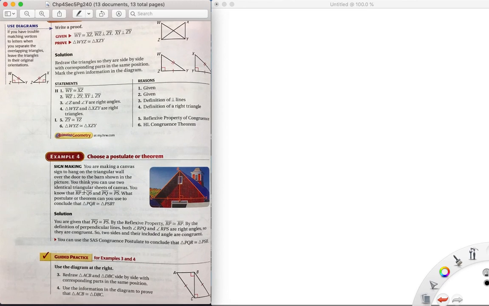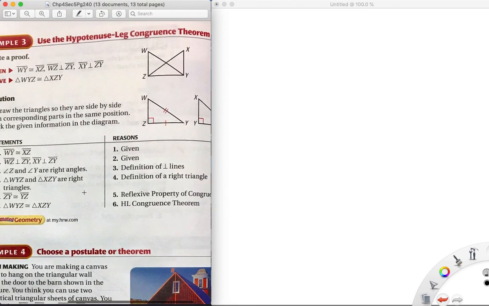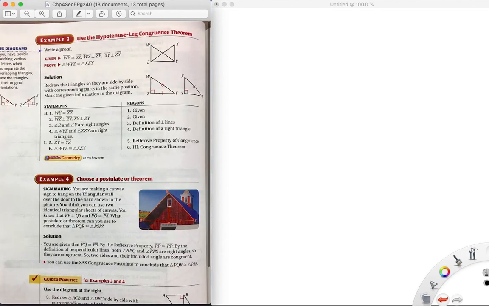Here's a proof using hypotenuse leg. We're given that WY is congruent to XZ. We're told that WZ is perpendicular to XY, and XY is perpendicular to ZY. Prove that they're congruent. So it's given those things.